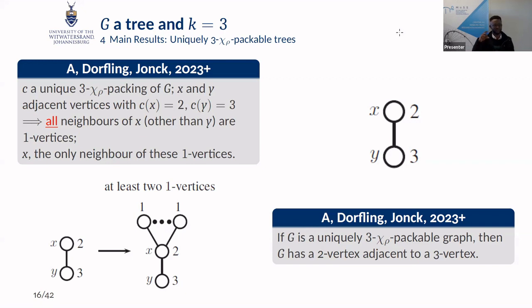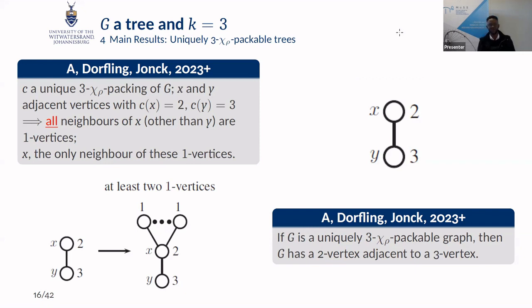And once you already have 2 adjacent to a 3, then it's obvious that you cannot have any other, because if you say that the number of X has 2, then the distance is no longer valid, because the distance between color 2 and another color 2 must be 3. And we are only saying that X is the only number of these one vertices.